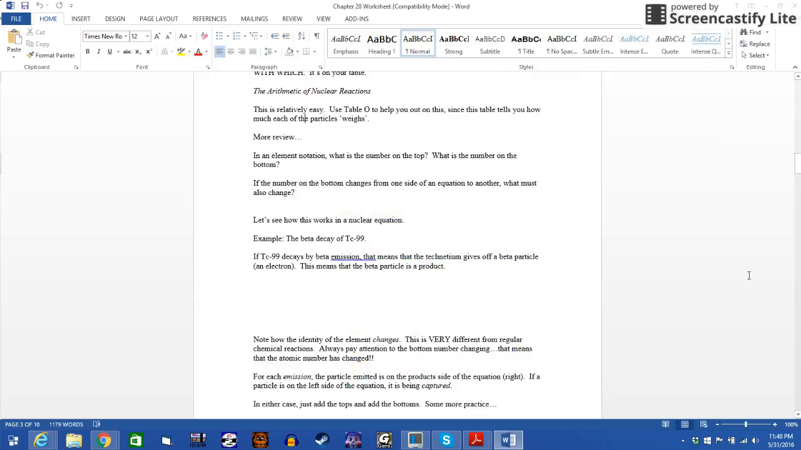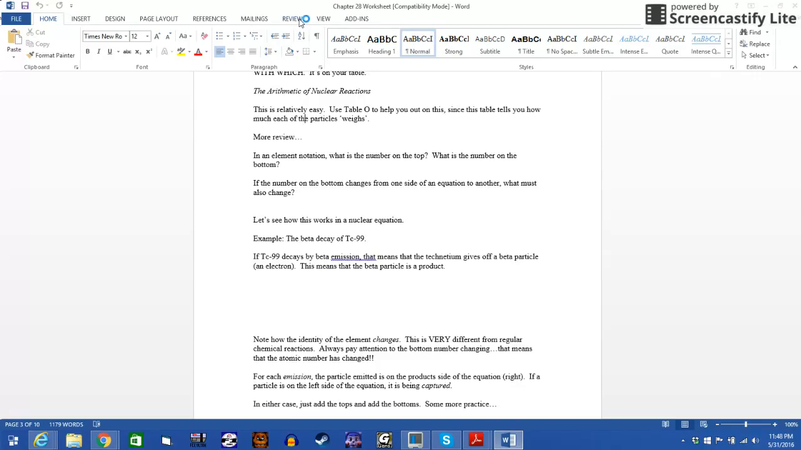So this is something that some of you told me Mr. Hempton, who was your sub one day, began to explain to you. And so I want to take a few minutes and explain to you about the arithmetic of nuclear reactions. It's pretty simple. It's much simpler than actually doing nuclear chemistry.